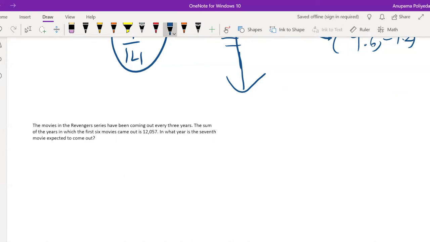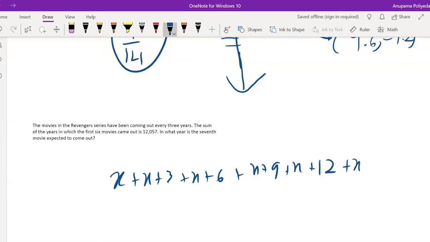All right, so what is everyone's answer for number 1 on the workout? 2020. How you do this question is you set up an algebraic equation. The year in which the first movie was released is defined as x. Then we have x plus 3, x plus 6, x plus 9, x plus 12, and x plus 15. When you add this up, you get that 6x plus 45 equals 12,057.